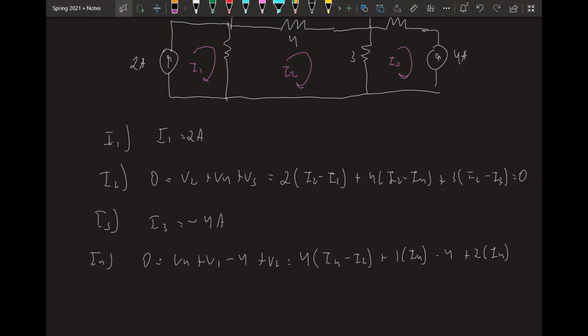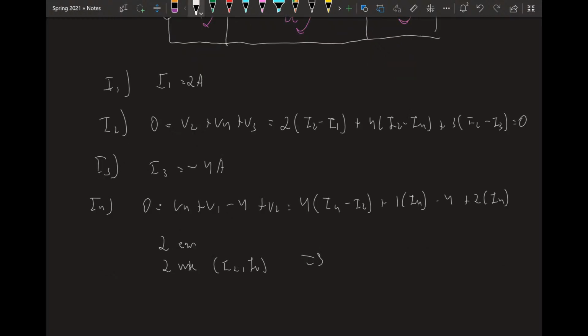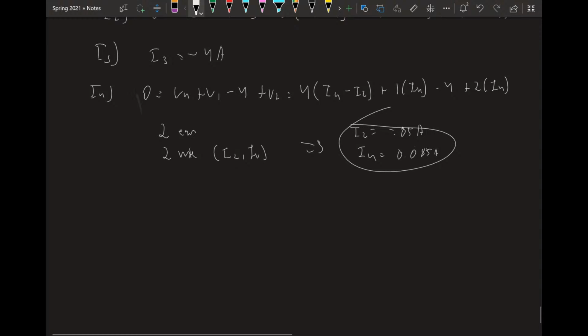We don't know what I2 and I4 are. And so when you solve that using your favorite method of system equations, whatever you prefer, you're going to get that I2 equals negative 0.85 amps, and that I4 equals 0.85 amps. Oh, no. Sorry. You get that I4 equals 0.085 amps. And that's what you get. All right, pretty simple. Let's do another one.